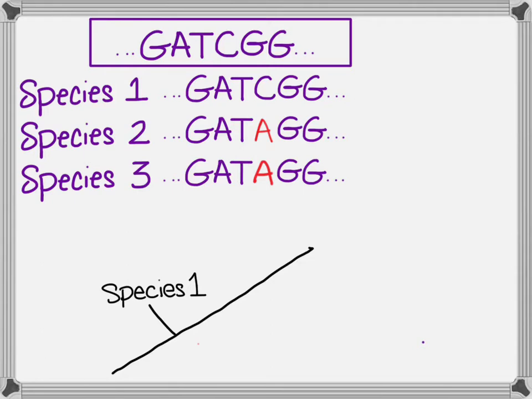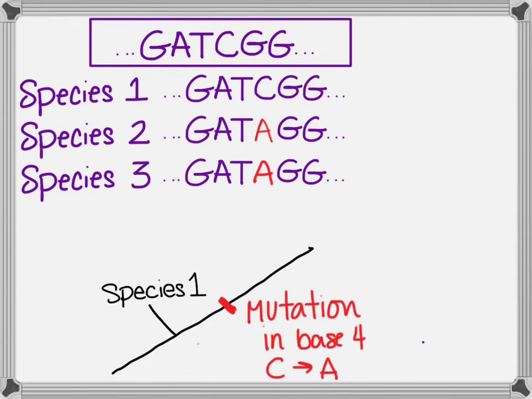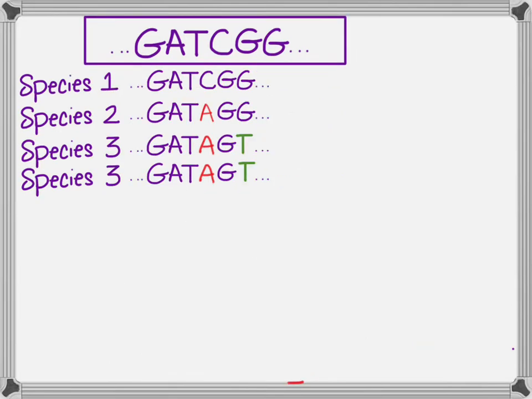If we know more of this sequence, and we know that species 1 has the sort of original version of the DNA, we know that species 1 comes up first on this cladogram. And then a mutation occurs. A mutation in base 4 changes a C to an A. And sometime after that, we see species 2 and species 3. Pretty easy, right? Well, what if we have a similar situation, but now we have 4 species to compare?